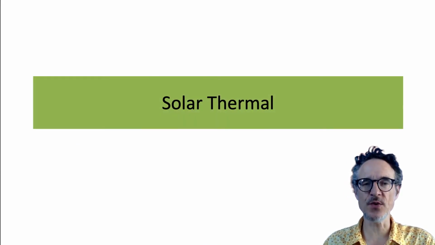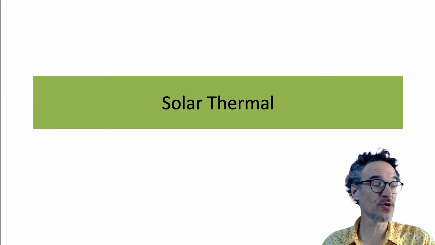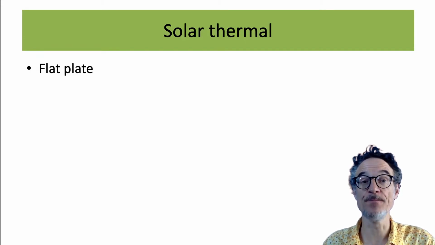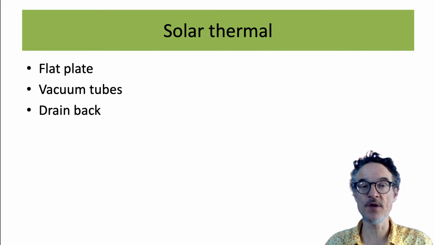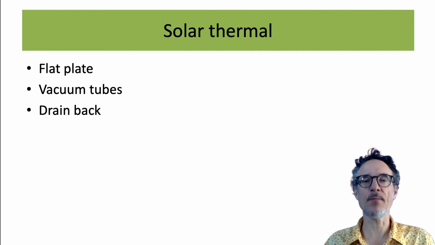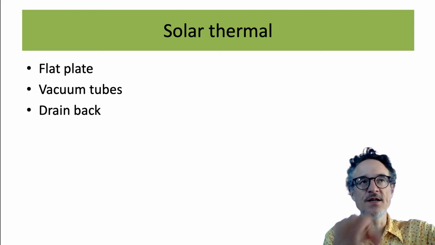Very briefly, so we've talked about solar electricity. It's also possible to generate heat from the sun and to make hot water from the sun. Just very briefly, there are 3 different ways to organize your solar thermal panels. One of them is a flat plate. So this is just a flat collector with water behind it.